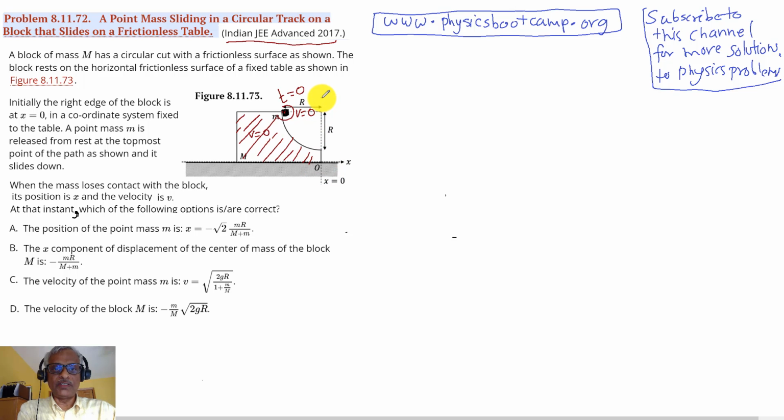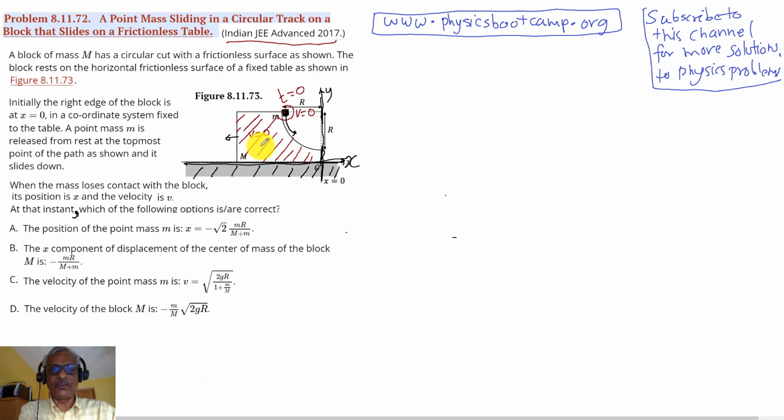Here is a coordinate system which is not fixed to anything. If anything, it's fixed to this table, frictionless table. So say this is the y-axis, and this is the x-axis. When this thing comes down, this block is moving to the right, so the wedge will actually move to the left.